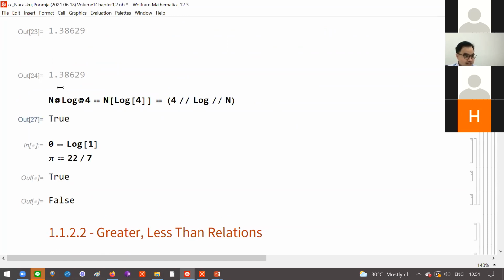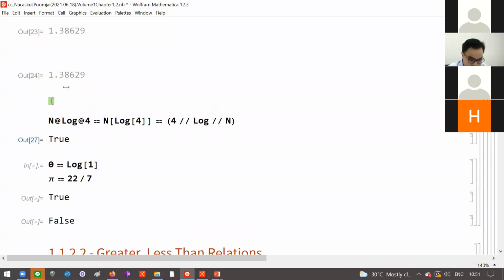Okay. Now in Mathematica, if you put left bracket star and then star and right bracket, this makes a comment. So this is application, applied notation.